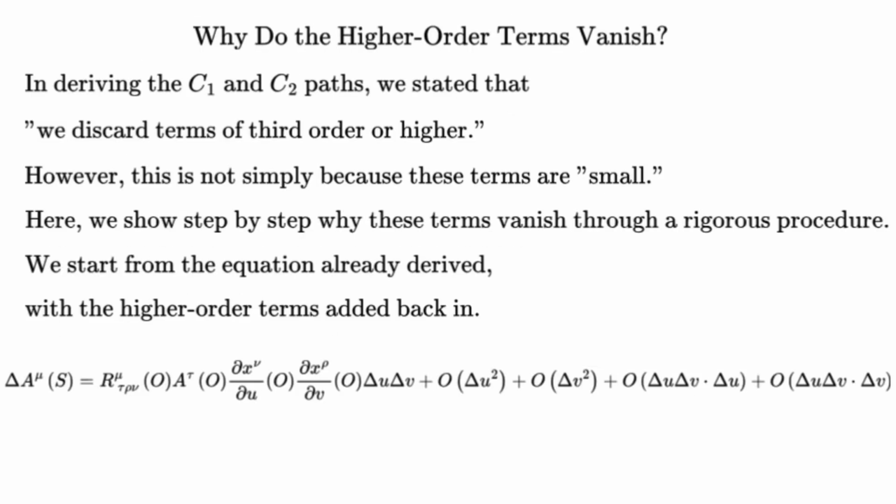Why do the higher-order terms vanish? In deriving the C1 and C2 paths, we stated that we discard terms of third order or higher. However, this is not simply because these terms are small. Here we show step by step why these terms vanish through a rigorous procedure. We start from the equation already derived, with the higher order terms added back in.